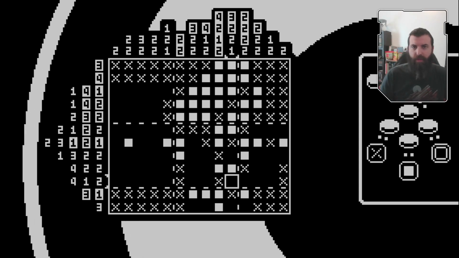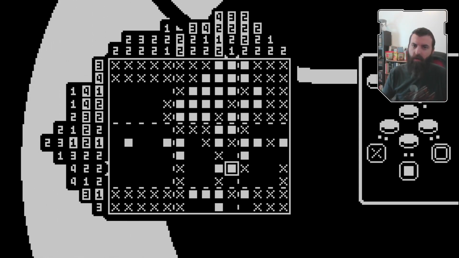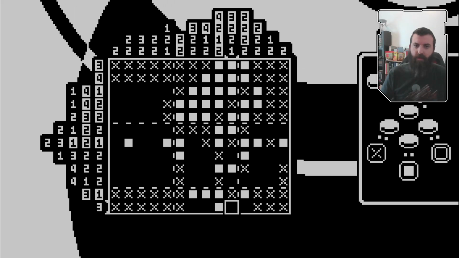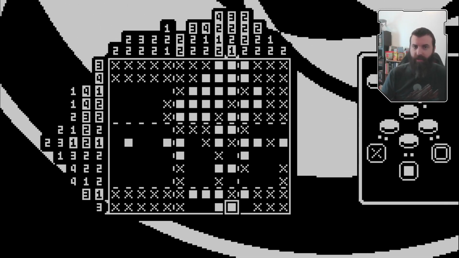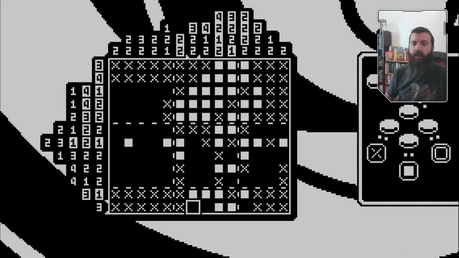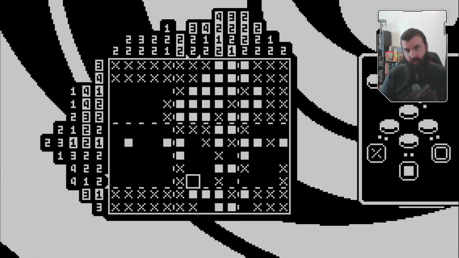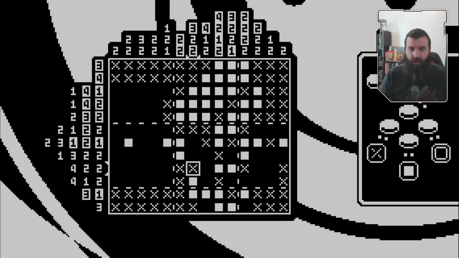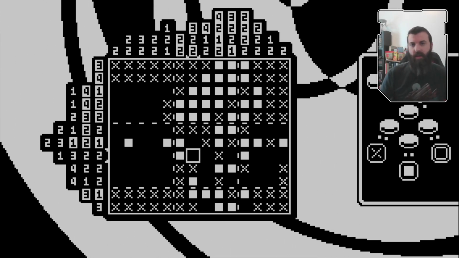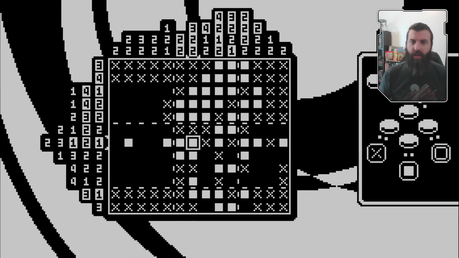Looking at our vertical 3, 2, 2, 1, this has to be part of our 2, which means that now we've only got 1 pixel left here. That has to be our 1. Which means that this can't be filled in, which means that our vertical 3, 2, 2 has to include that. And also, that means we have to include those.